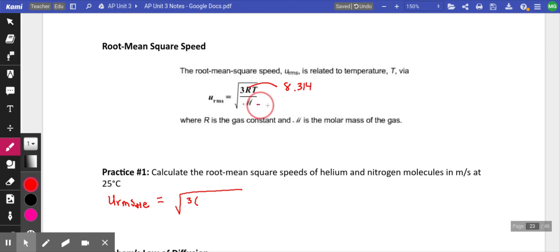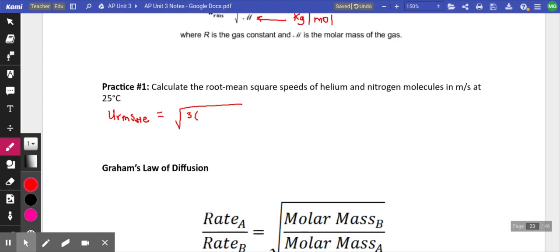One other thing we should note is this molar mass here. This has to be in kilograms per mole. So it's a little bit different from how we normally look at molar mass. We normally look at it in terms of grams per mole, but in these problems, we're going to look at it in terms of kilograms per mole.